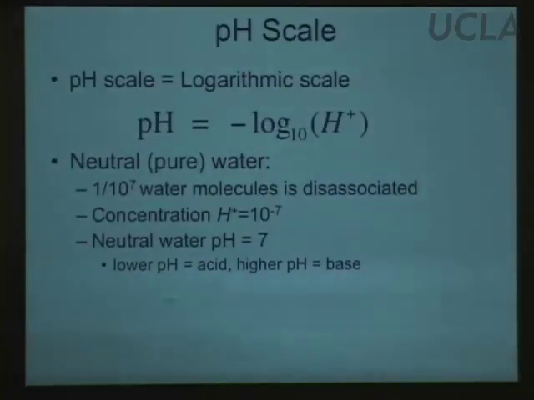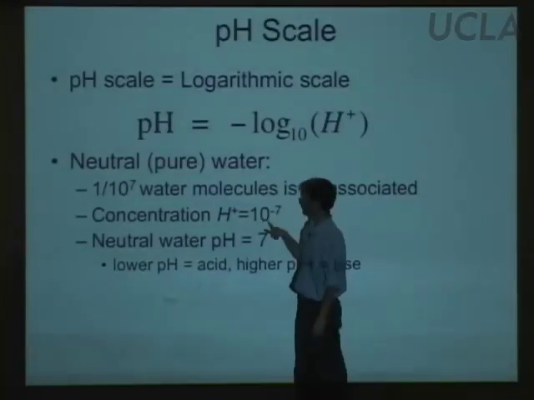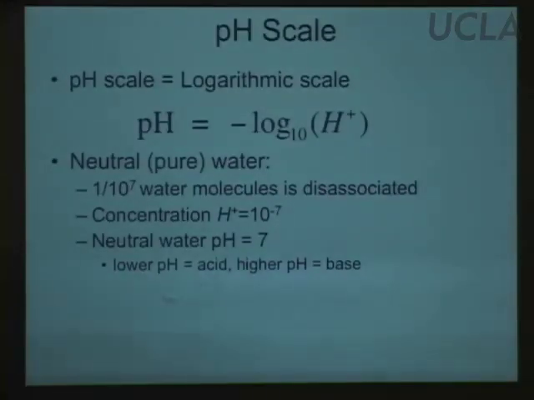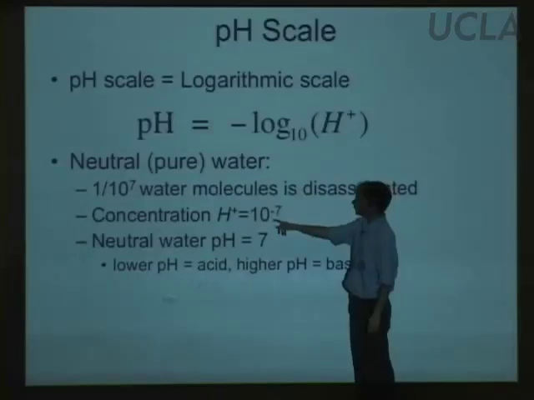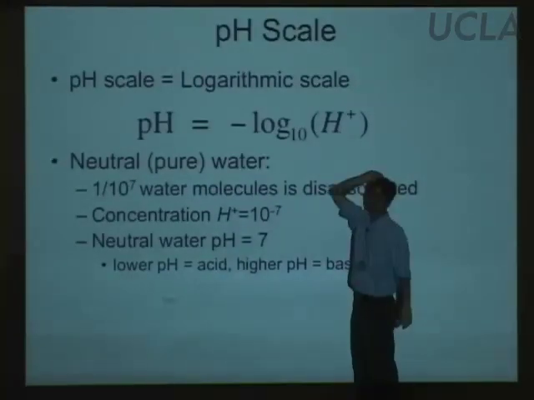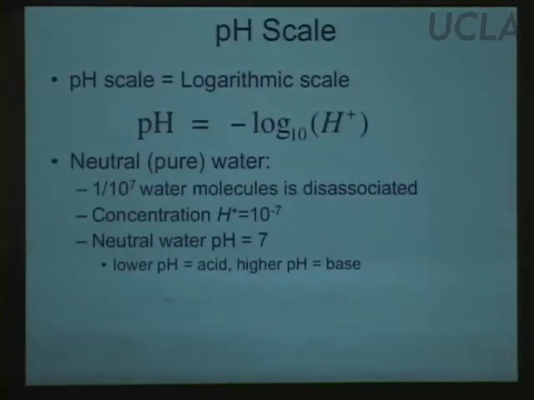And so if we go back and say, okay, 1 in every 10 million water molecules is split up in just pure water at room temperature, that means that the concentration of that fragment is going to be 10 to the minus 7, 1 over 10 to the 7. Okay, so 1 molecule in 10 million is split up, 10 to the minus 7. Let's plug that into this formula. If the abundance of H plus is 10 to the minus 7, the log base 10 of a power of 10 is just the power. So log base 10 of 10 to the minus 7 is minus 7.